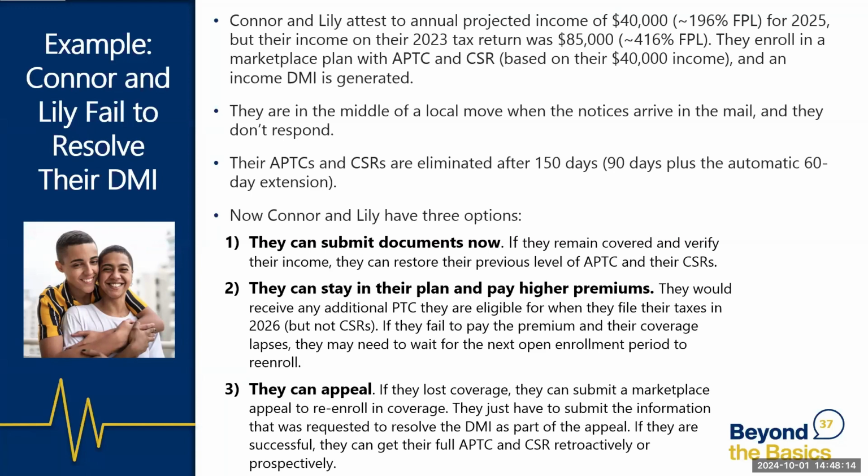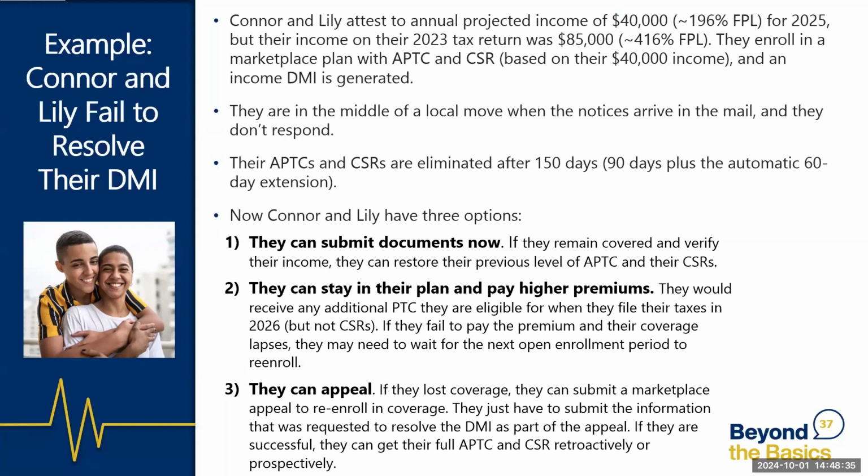Unlike citizenship and immigration, there's no special enrollment period if they lose coverage due to a drop in advanced premium tax credits. The good news is the appeal is pretty straightforward, and if they submit the information needed to resolve the DMI and their appeal is successful, then they can get full APTCs and CSRs restored retroactively or prospectively, whichever they prefer.